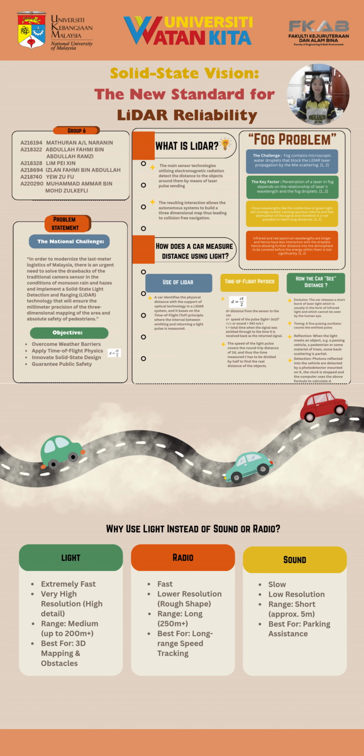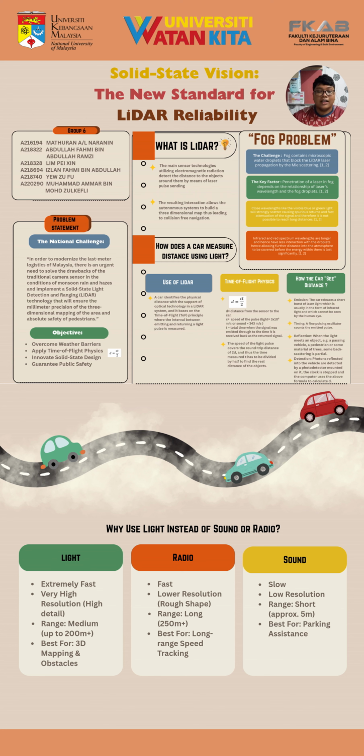Our mission is to modernize Malaysia's logistics by solving a critical national challenge, the failure of standard sensing during our intense monsoon rains and haze. To ensure pedestrian safety and achieve millimeter precision mapping, we are implementing solid-state LiDAR. This remote sensing technology uses rapid laser pulses to build a dynamic 3D point cloud in real time. Unlike radar or sonar, LiDAR's light wave provides the superior resolution needed for our robots to feel their surroundings and navigate safely through any storm.